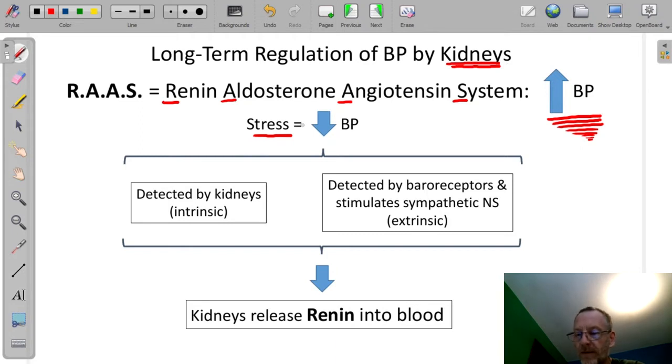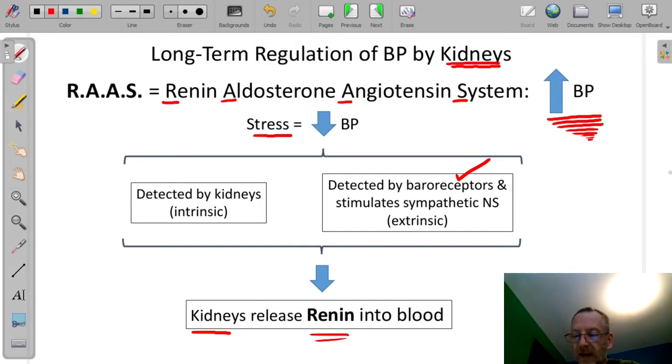So a drop in blood pressure can be detected at a number of places. We have already talked about baroreceptors and how that stimulates sympathetic neurons. And those sympathetic neurons go lots of different places. One place that those neurons go is to the kidneys and causes the kidneys to release renin into the blood.